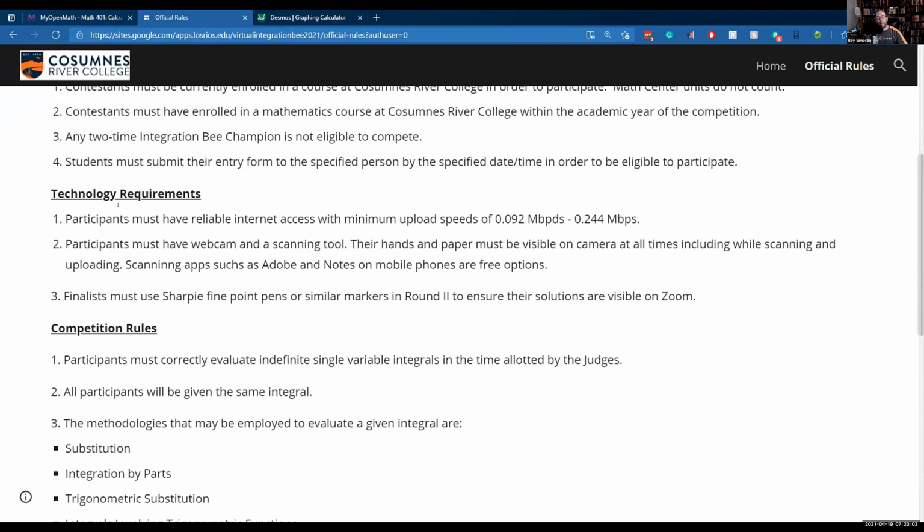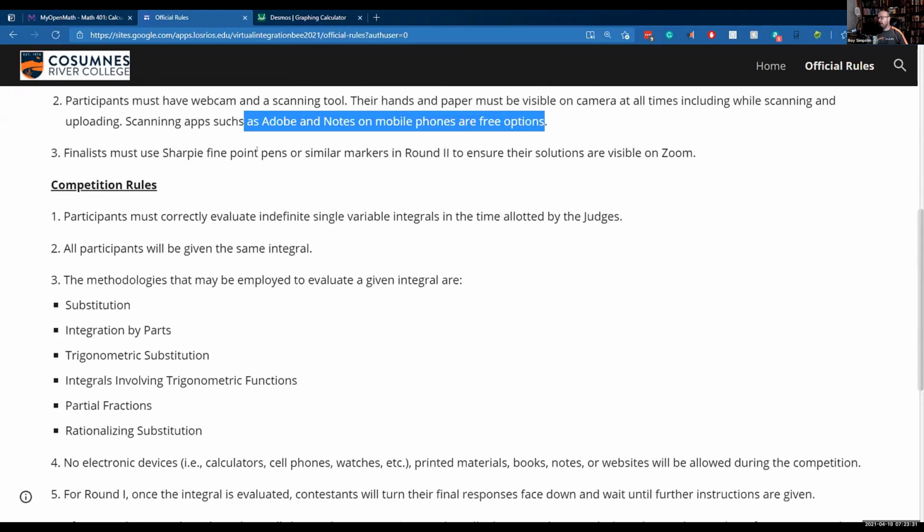Technology requirements, the same requirements we've been using this entire time. You have to have internet access, a webcam, a scanning tool. That just means a phone. Your hands and paper must be visible on camera at all times, including while scanning and uploading. Scanning apps, I'll have to let her know that that's misspelled, such as Adobe and Notes on mobile phones are free options. Finalists must use Sharpie, fine point pens, or similar markers in round 2 to ensure their solutions are visible.